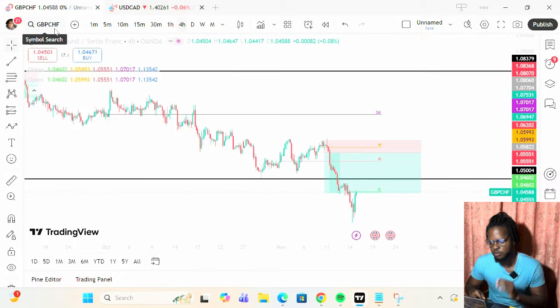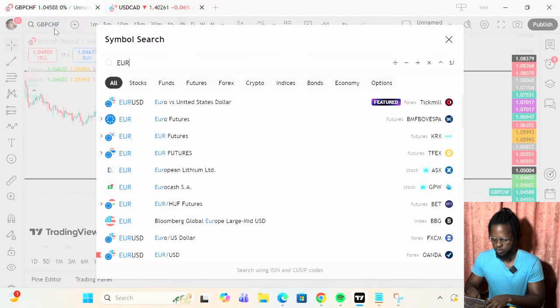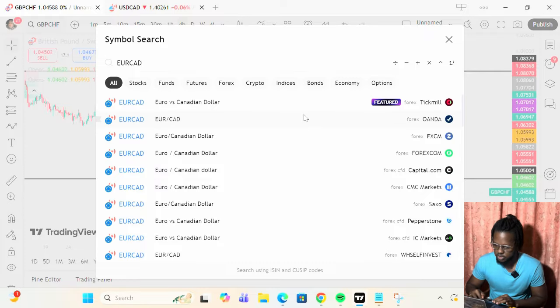So keep an eye on it. So far, I'll just be holding my CAD Swiss pair. That's enough of Swiss. Let's go to the last position I'm in, which is against the Canadian dollar.